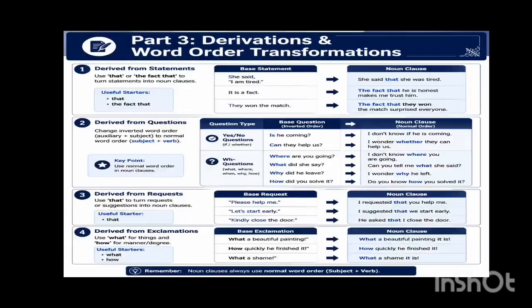Now we have some derivations for noun clauses. Let's start with the basic statements. When we want to report a fact or a claim, we use the markers that or the fact that. Look at the first example. The base statement is I'm tired. When we embed this after a reporting verb, it becomes she said that she was tired.